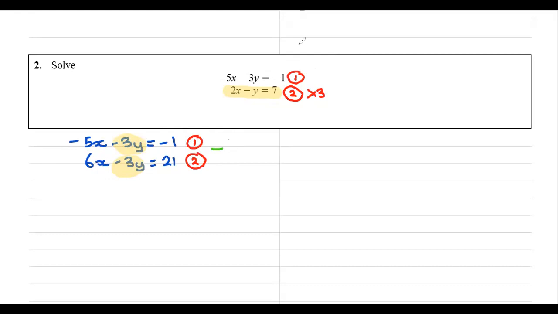So let's write down what we're going to do. So I'm going to do equation 1, subtract equation 2, and let's see what we get. So we've got negative 5x subtract 6x. We've got to be careful with the signs here. That's going to give us negative 11x on the left-hand side. Obviously, negative 3y subtract negative 3y. The double negative is going to be additive, which means that the negative 3y's will cancel. So that's all going to equal, on the right-hand side, negative 1 subtract 21, which is, of course, negative 22.